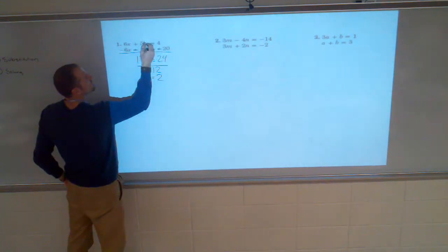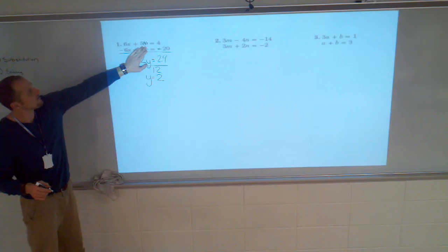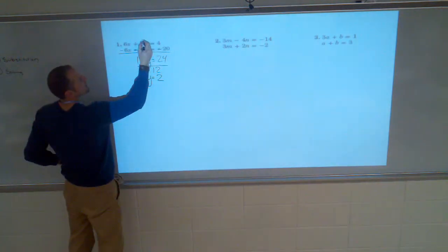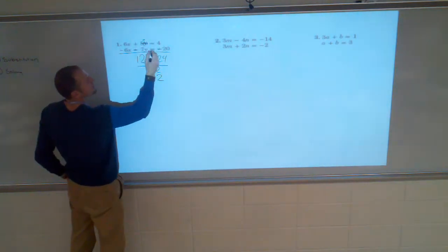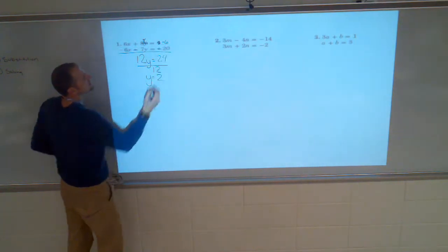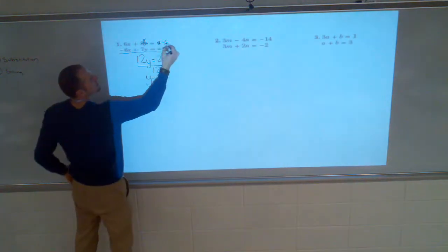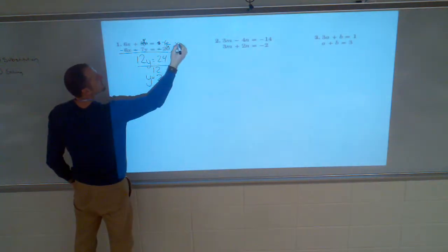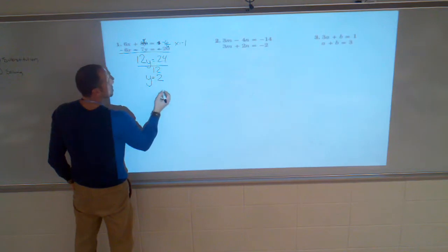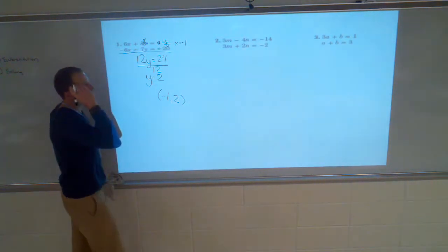Now, for simplicity's sake, I'm going to use the top equation because I didn't change anything there. So I'll put 2 in for y, and just solve it like before. 5 times 2 is 10. So I'm going to subtract 10 from both sides. 4 minus 10 is negative 6. Next step, divide negative 6 by 6. And I'm going to get x equals negative 1. So my answer is negative 1, 2.